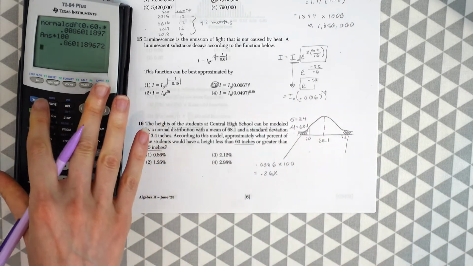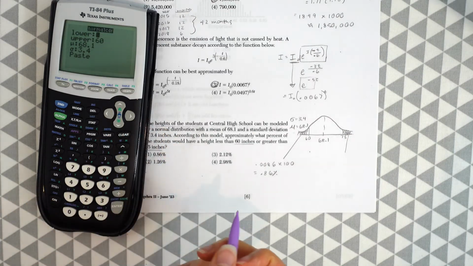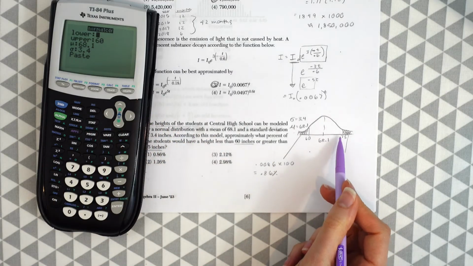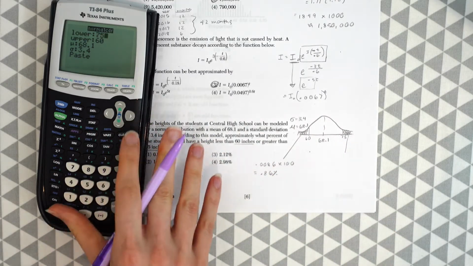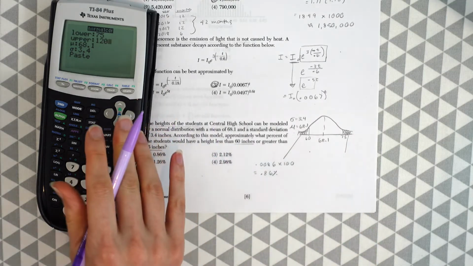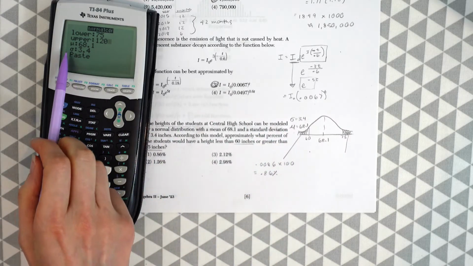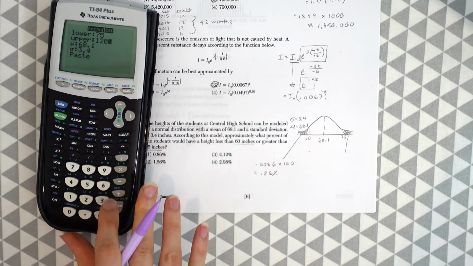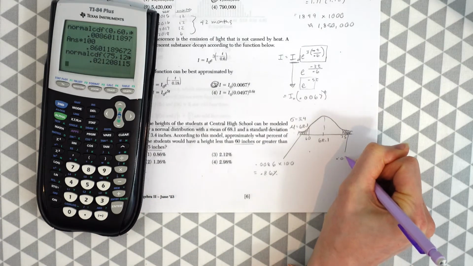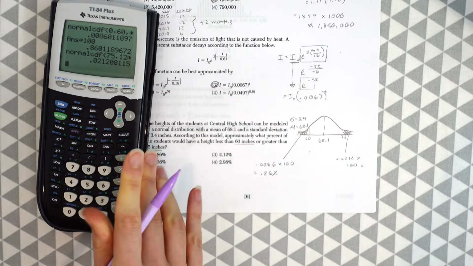Now let's do the same thing. Second vars, go down to normalcdf. Now adjusting the upper and lower limits for 75. So this time our lower limit will be 75, and our upper, let's make it 120. Okay, so our mu is the same, 68.1, and our sigma is the same, 3.4. So we're going to press enter, and we get 0.0212, and then we're going to multiply that times 100 as well to get the percentage.